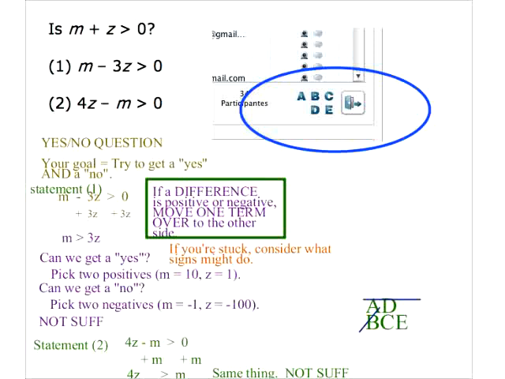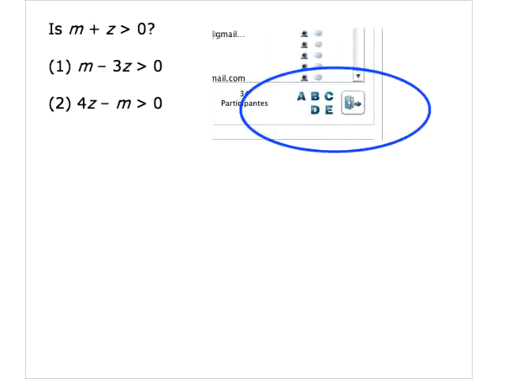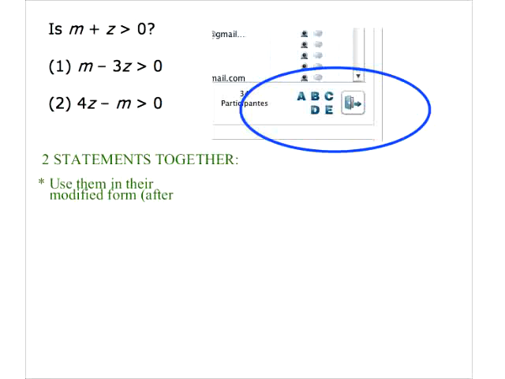All right, let's put them together. Well, how are we going to do that? So two statements together. First, let's see if we can use them in their modified form, the form we made by moving the terms over to the other side. So we have one equation that says that m is greater than 3z. And we have another equation that says that 4z is greater than m.